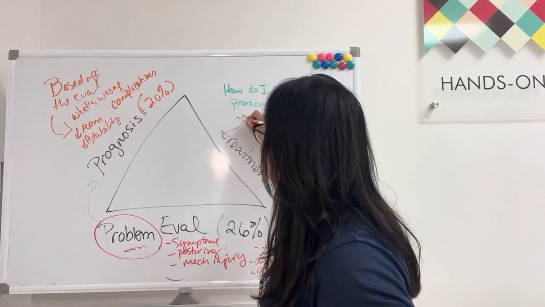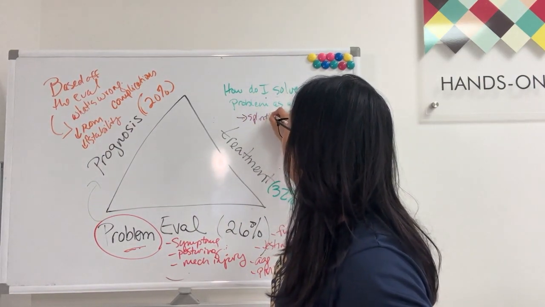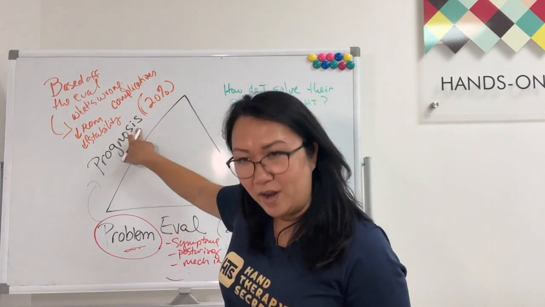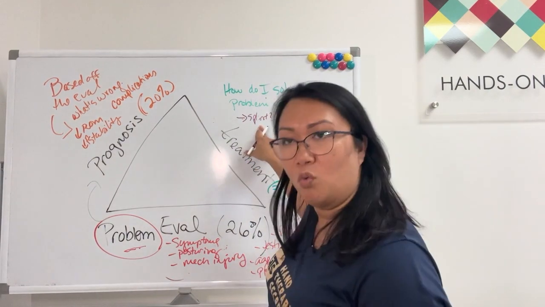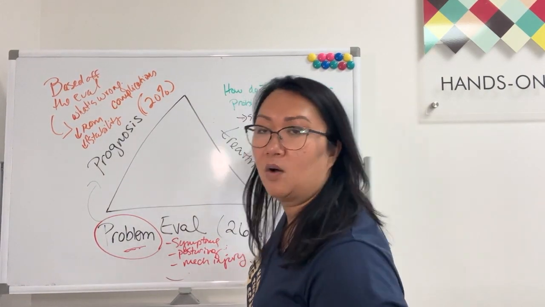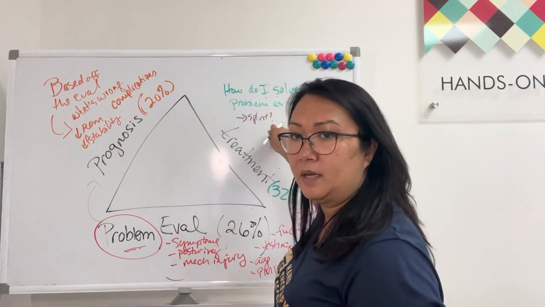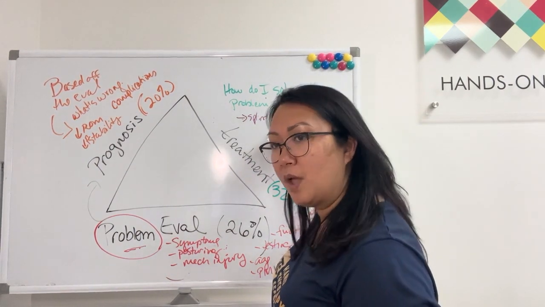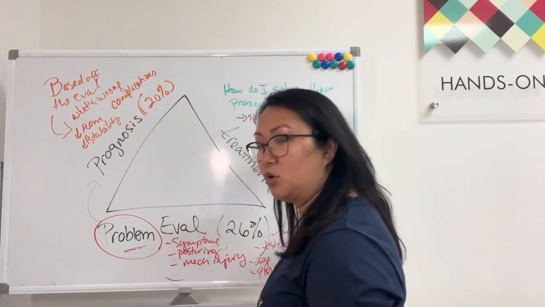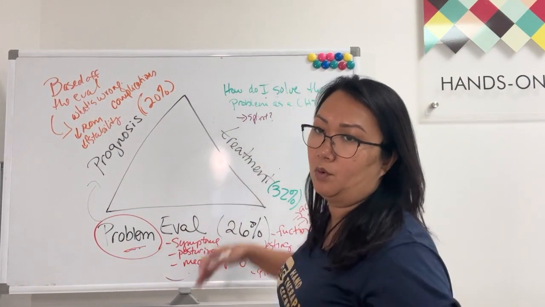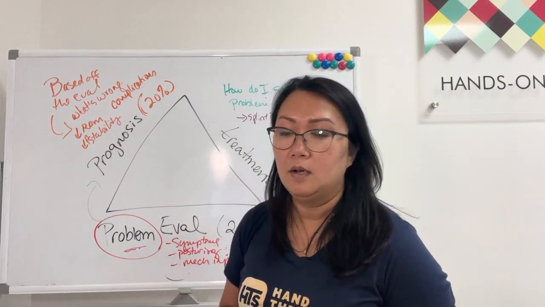Do I splint them? Prognosis goes back to when I can splint them. Treatment is, which splint would it be? When, how, it goes hand in hand. But treatment is, what do I tell them to do with their splint? How long do they wear it? When do I get rid of it? When do I progress to the next splint and the next splint, or whatever else, right?